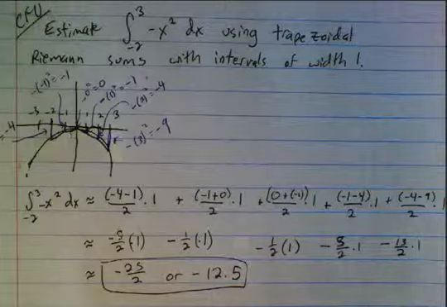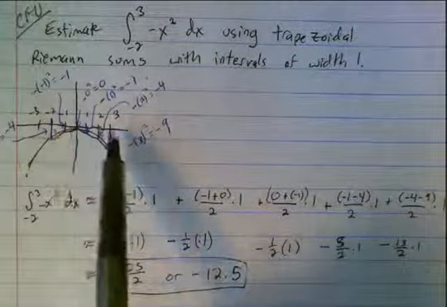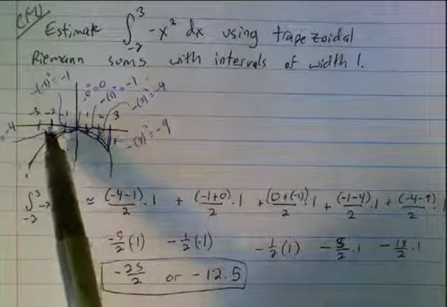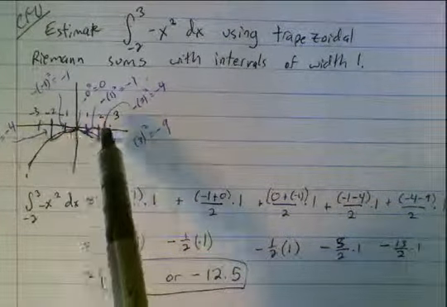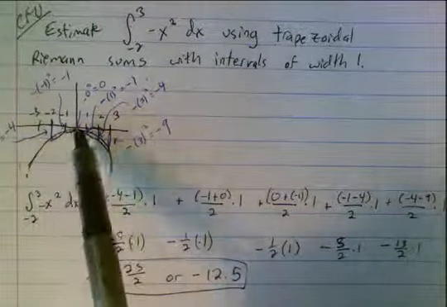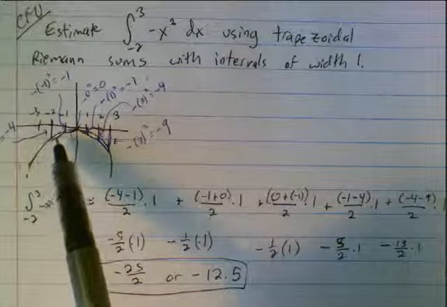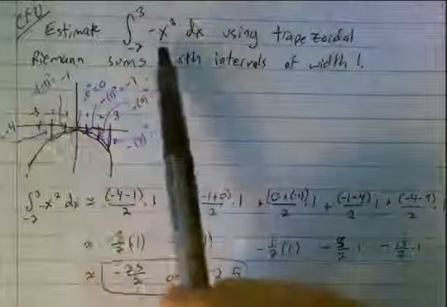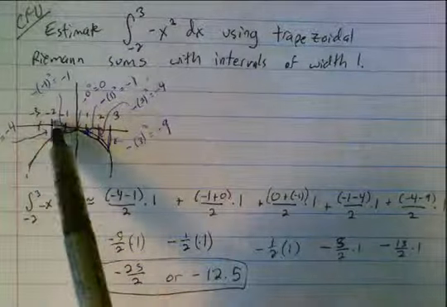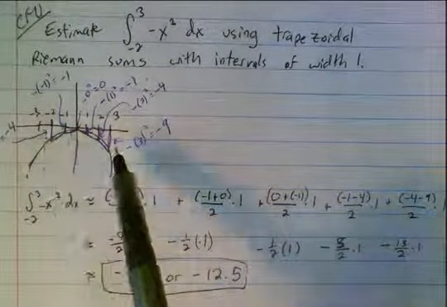Okay, here's what I got. So I sketched my curve. I said we're going from -2 to 3 with intervals of width 1. So since I'm using a trapezoidal sum, I drew each line down, in this case, to the curve, since these are going by 1. And then I connected those to make that little trapezoid. And then I used this formula to find the height of each of the lines that I drew. So -2 squared times a negative is -4, and so on.